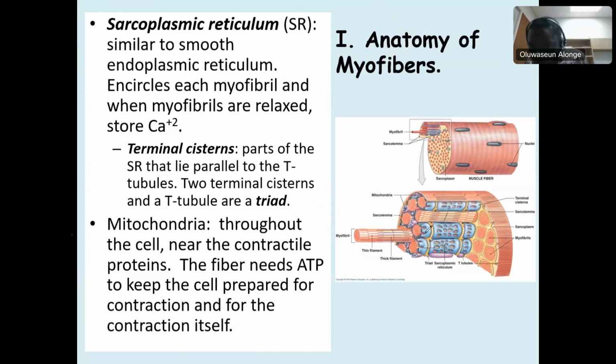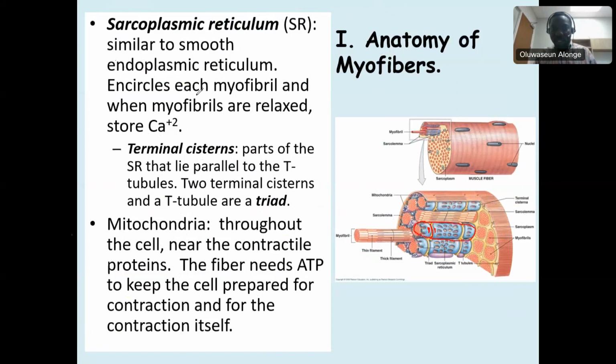So all of this structure here, where you see them, is actually the sarcoplasmic reticulum. So think of this as sarcoplasmic reticulum, and then this is the terminal cisternae, this is the terminal cisternae, and this is the T-tubule. And the T-tubule and the terminal cistern are arranged parallel to each other. So you see that the sarcoplasmic reticulum is similar to the smooth endoplasmic reticulum, right?